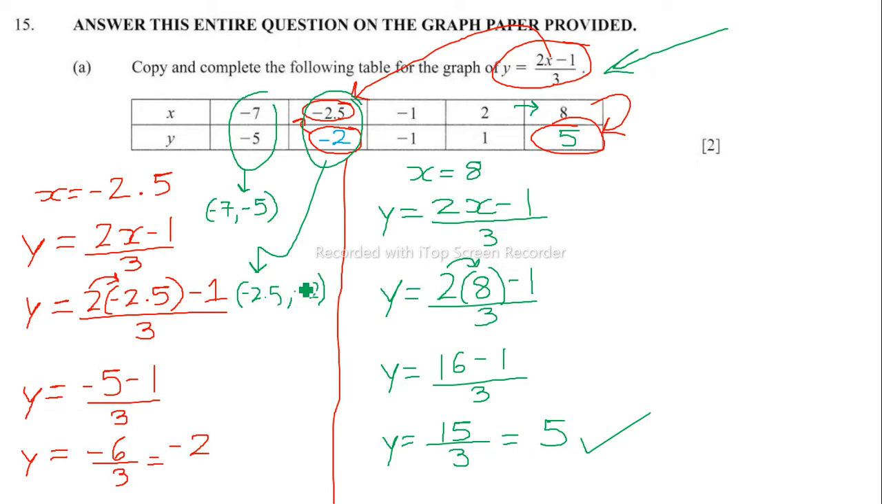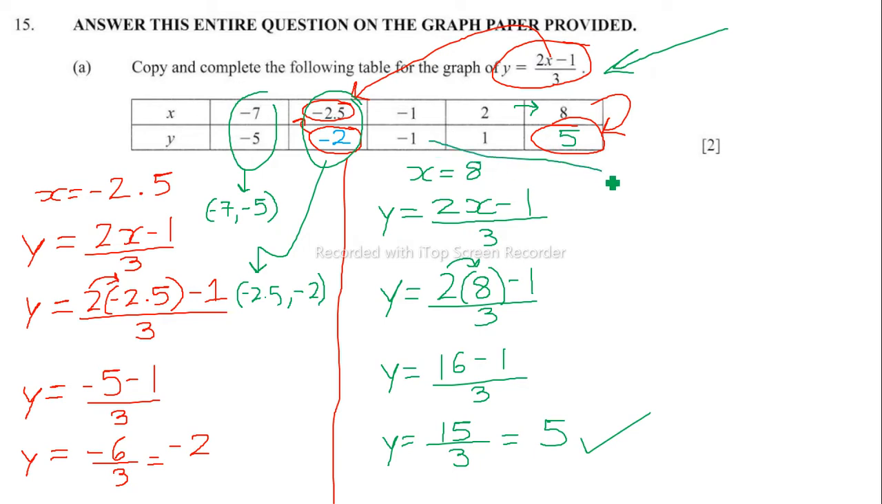So let me just leave this for now. I really want you to understand why I'm leaving this, because this is -2.5, and I might plot it in a way that it's a little off from the rest. So what I'll do is plot the other ones, and then wherever they line up is where I'll put the -2.5 and the -2.